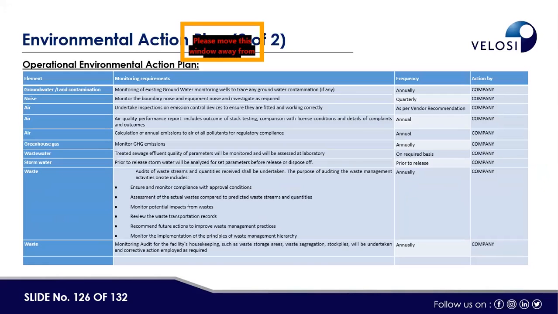And these are all the operational environmental action plans that we determined so that they can be implemented during the operation phase. You can see the groundwater, land contamination, noise, air. For air, inspection can be undertaken on air emission control, air quality performance standards, and calculation of annual emission of all air pollutants. Then the greenhouse gases, wastewater, stormwater, the waste. It can be solid and hazardous waste.